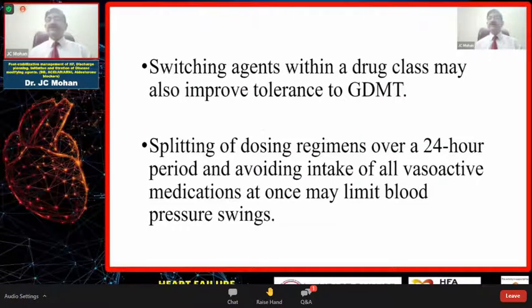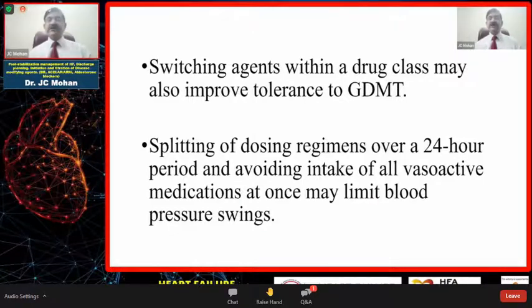Some important caveats are that switching agents within a drug class may also improve tolerance to guideline-directed medical therapy. People who don't tolerate ARNI may tolerate small dose of ACE inhibitor. That is a very interesting thing. People who do not tolerate spironolactone may tolerate small dose of eplerenone, and this is another interesting aspect.